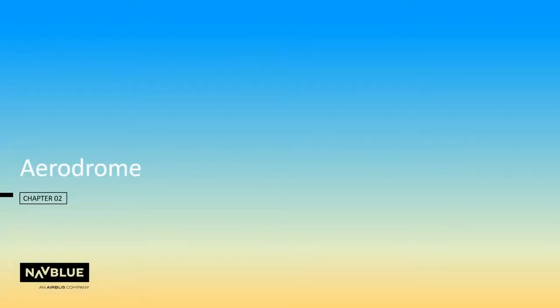Welcome to Chapter 2, Aerodrome. In this chapter, we will look at how NavBlue present their aerodrome information on their chart, along with any significant differences to the Jeppesen charts.